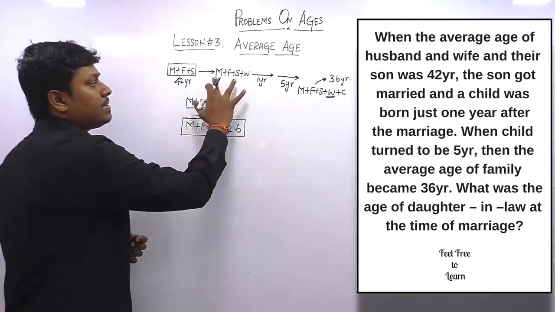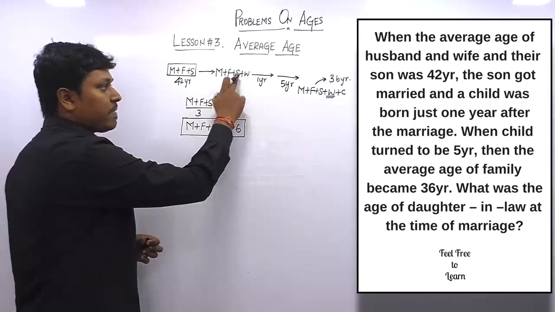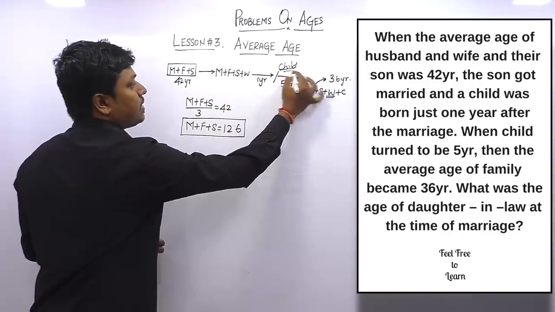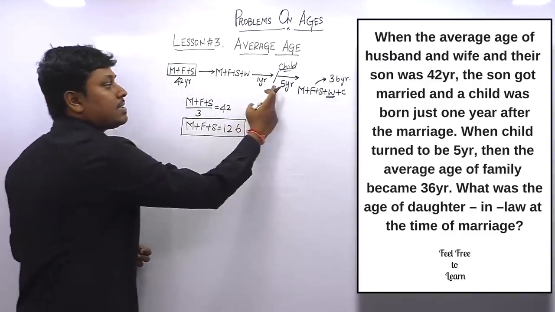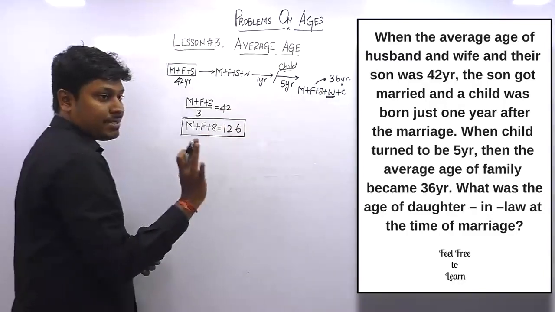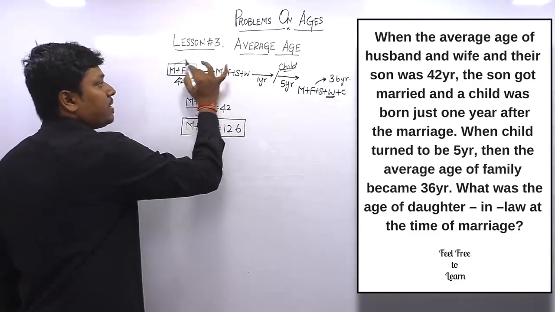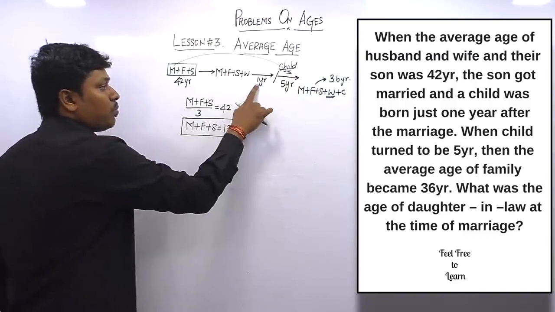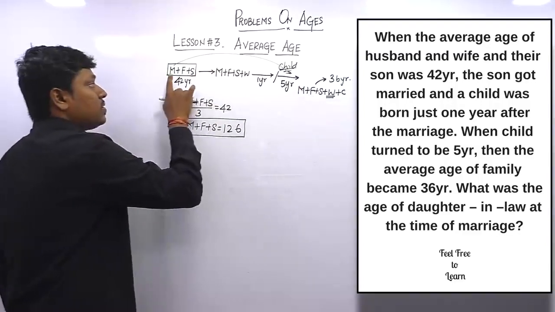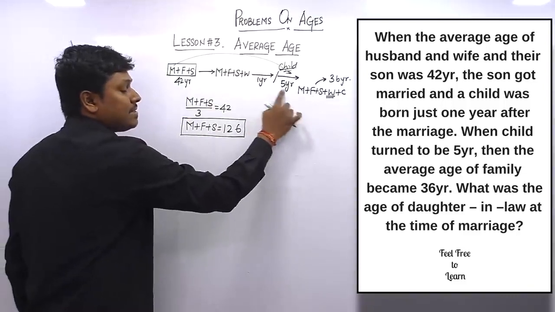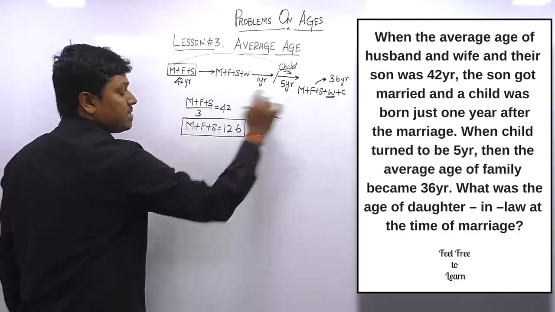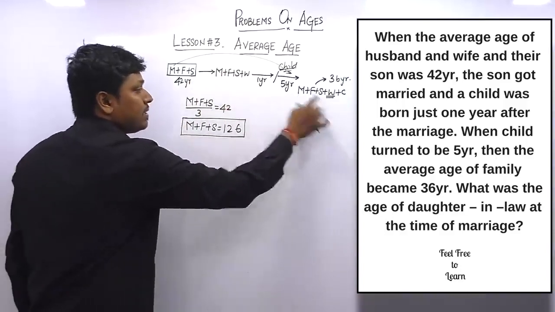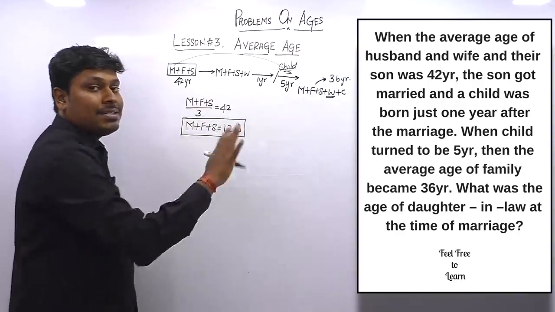So listen carefully to what they are saying. Then the son got married, right? After 1 year, a child is born, right? And again, after the child turned 5 years, the average age is given. Listen carefully. From this point to this future point, you need to add 1 year and another 5 years. So totally the mother's age is increased by 6 years. Similarly, the father's age is increased by 6 years, the son's age is increased by 6 years, and the wife's age is increased by 6 years, but the child's age remains 5 years, right?